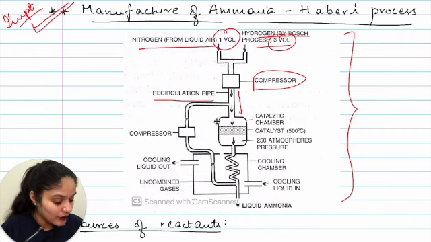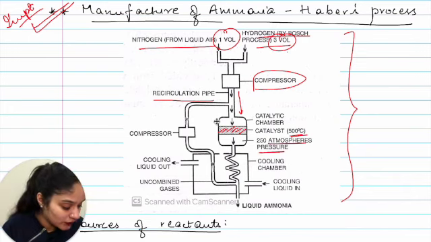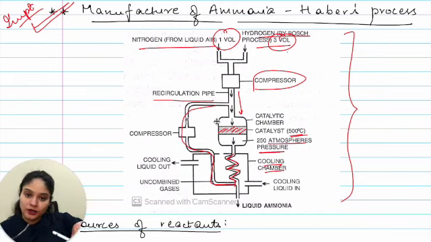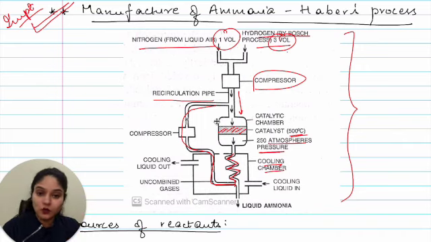Then you have a catalytic chamber. In this you have the catalyst at 500 degrees Celsius. The atmospheric pressure is 250. Then you have the cooling chamber. In the cooling chamber, the gas is cooled. Then whatever is left or uncombined gas goes back up into the entire process. Okay, we'll go into the detail of every part. So for now, just understand what is happening in the process.